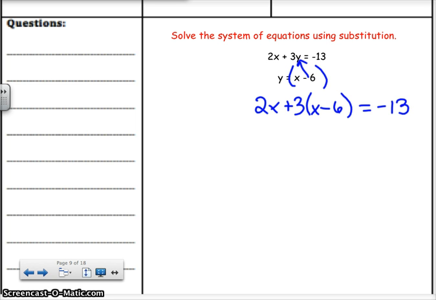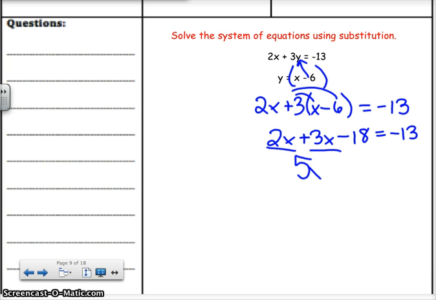Now this part is usually the hardest step. This is pretty natural for 8th graders to start solving through. 2x plus 3x minus 18 equals negative 13. Distributing. Now I'm going to combine like terms. 2x and 3x is 5x minus 18 equals negative 13. Now I'm going to add 18. Negative 13 plus 18 is 5. Divide by 5, x is 1.